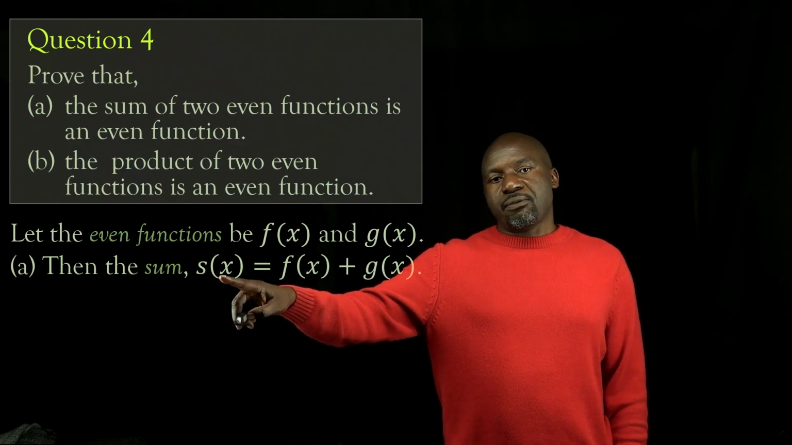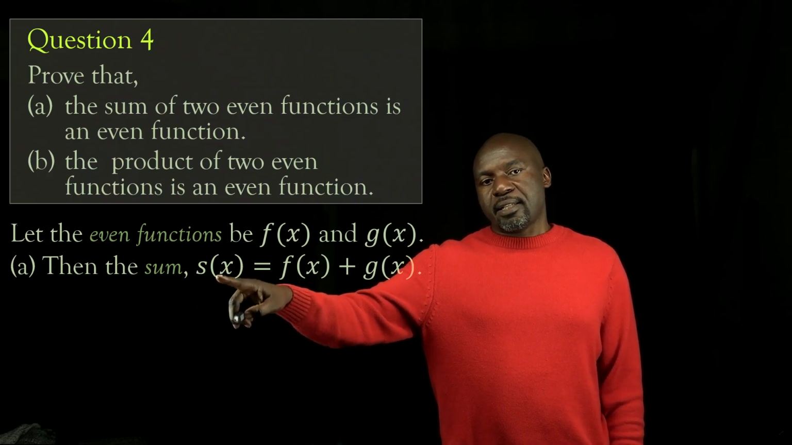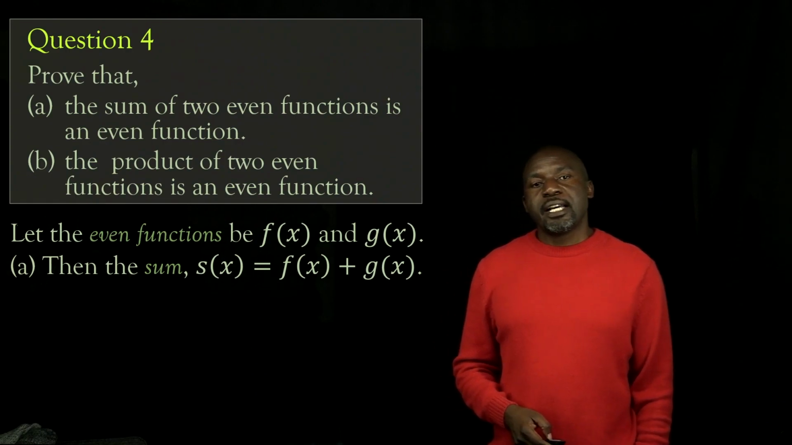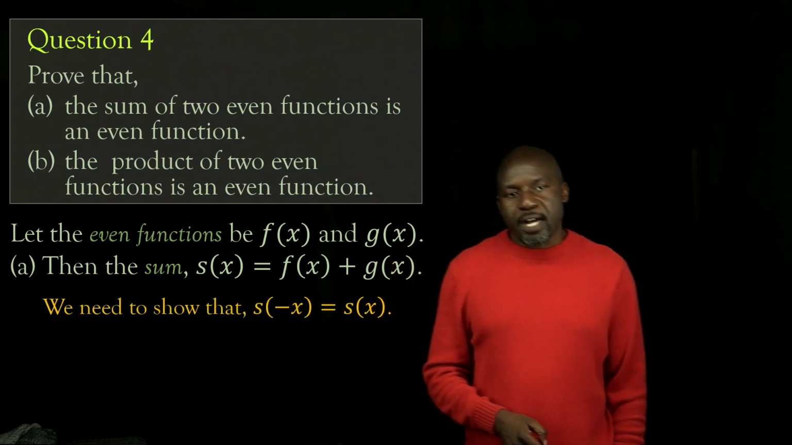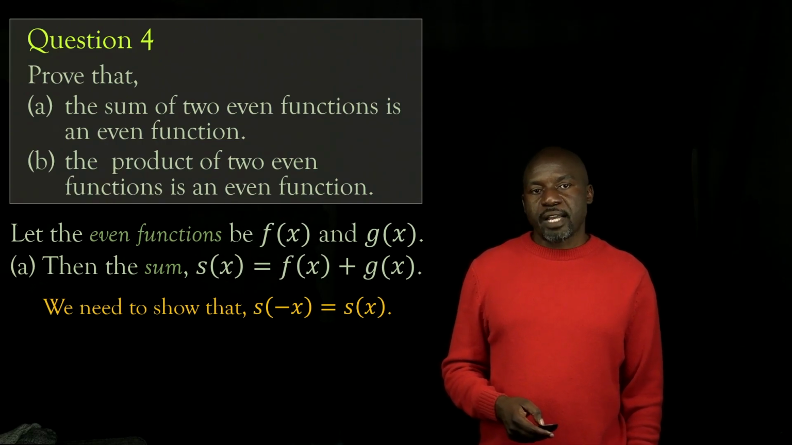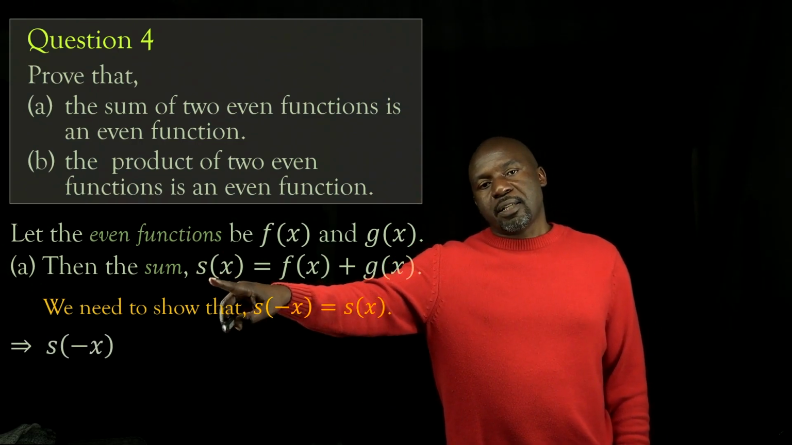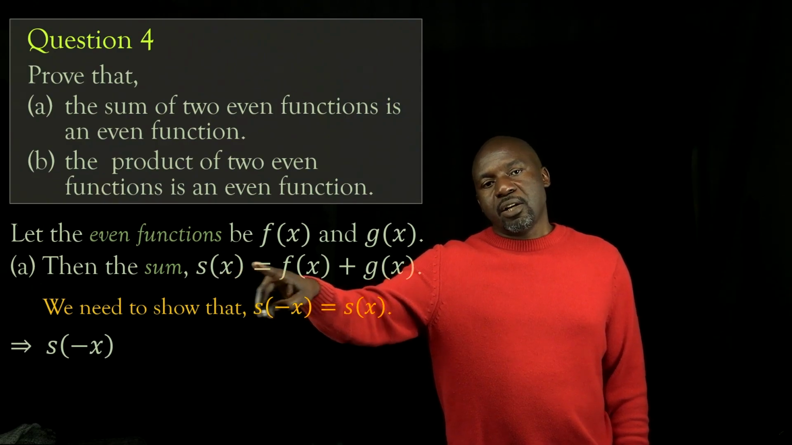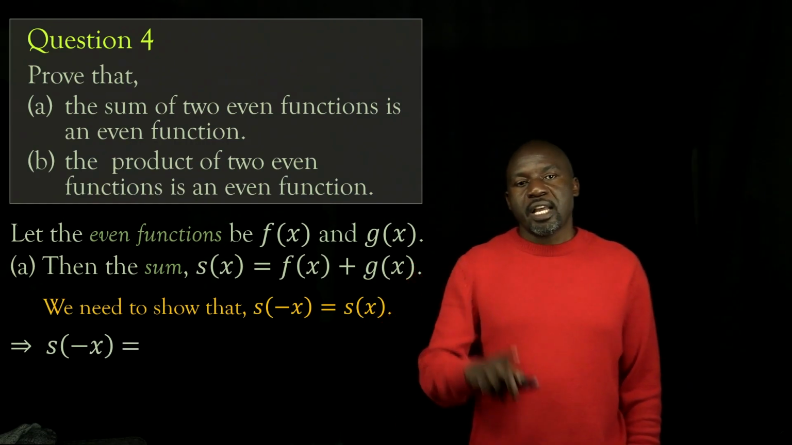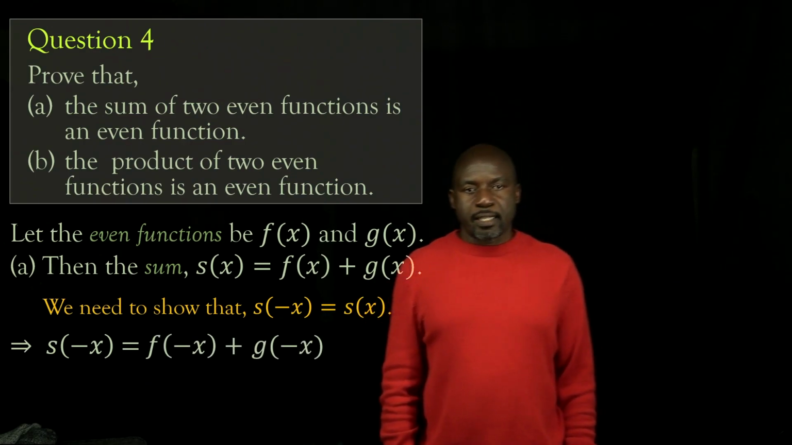Our task then is to find s of negative x. If we find s of negative x turns out to be equal to s of x, then we know that we have an even function. So let's find s of negative x, or show that s of negative x is equal to s of x. What's s of negative x? Well, where there is x, we replace it with negative x. So we will do the same there and there, and so we have s of negative x equals f of negative x plus g of negative x, like that.